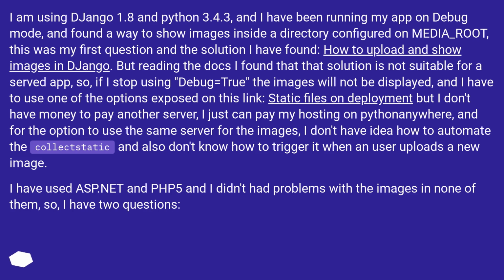But I don't have money to pay for another server, I can only pay for my hosting on PythonAnywhere, and for the option to use the same server for the images, I have no idea how to automate collectstatic, and also don't know how to trigger it when a user uploads a new image. I have used ASP.NET and PHP 5 and I didn't have problems with the images in either of them, so I have two questions.